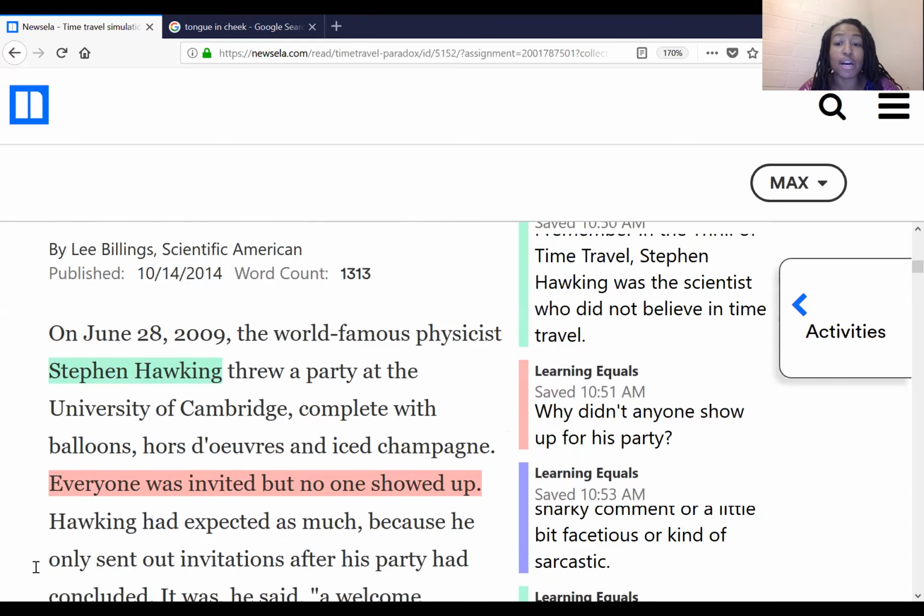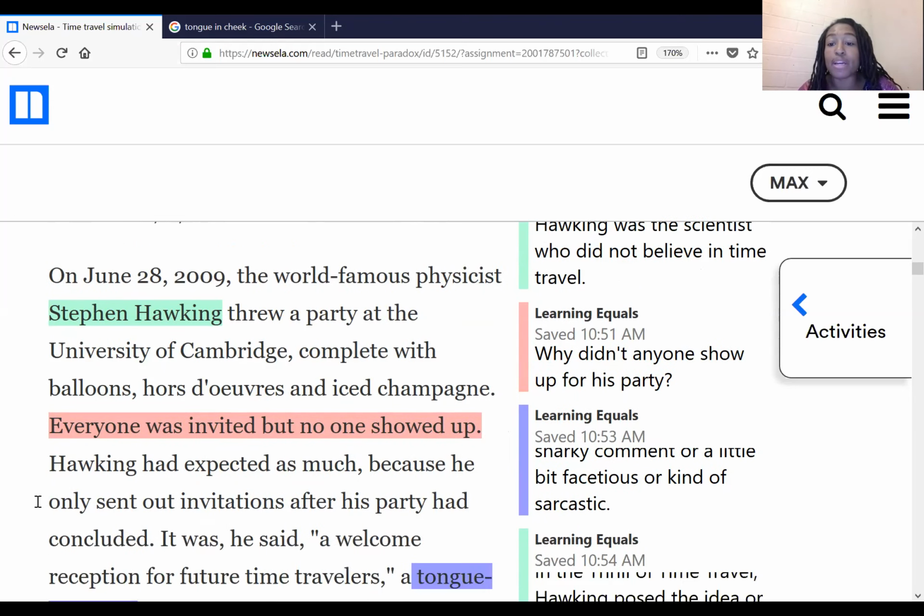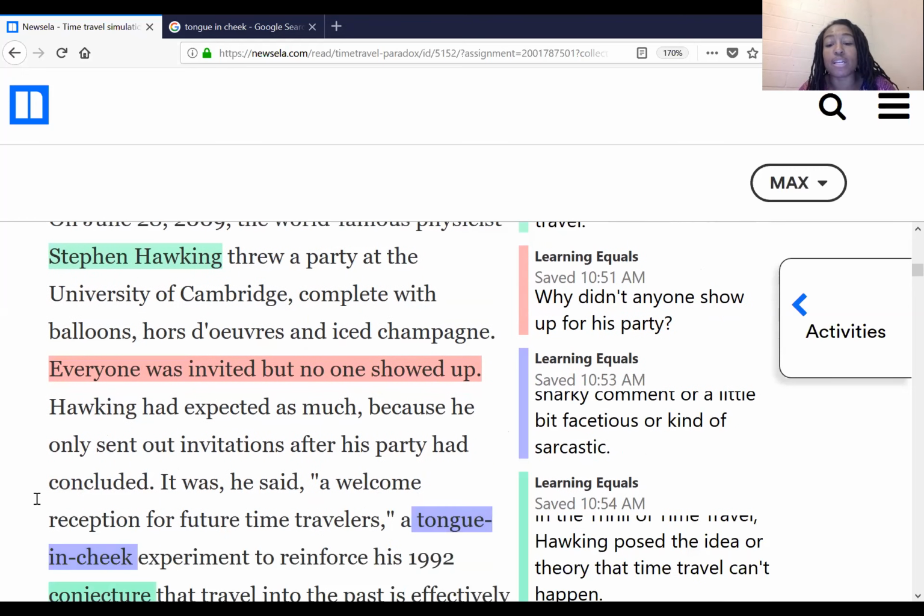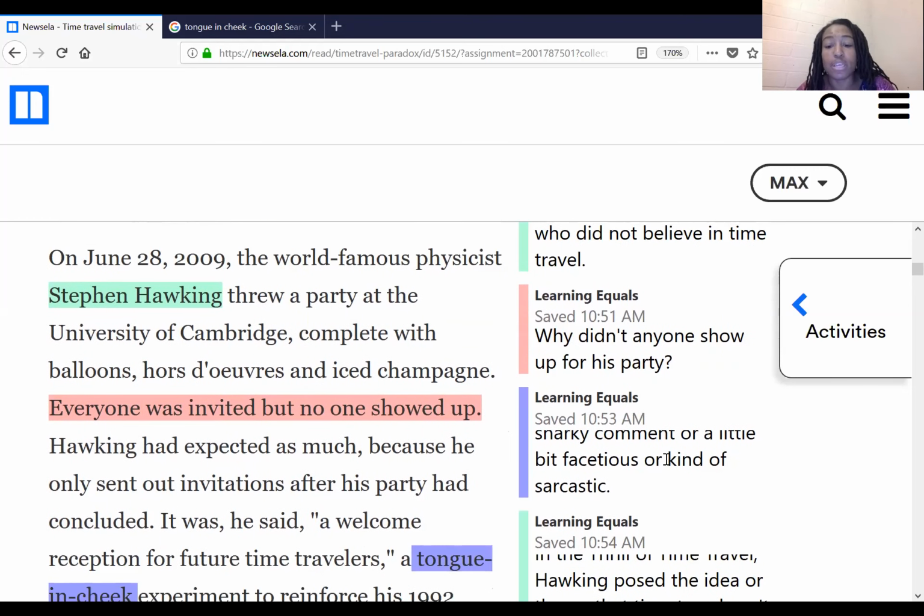In the first part, I highlighted in green because I made a text-to-text connection from the previous lesson to this lesson about Stephen Hawking. Then I asked a question: why didn't anyone show up for his party? I was wondering, why would somebody buy balloons, hors d'oeuvres, and iced champagne, and then nobody show up? I thought that was rude at first, but then I realized Stephen Hawking did this as a tongue-in-cheek, snarky comment. He knew no one was going to show up because he sent the invitations after.